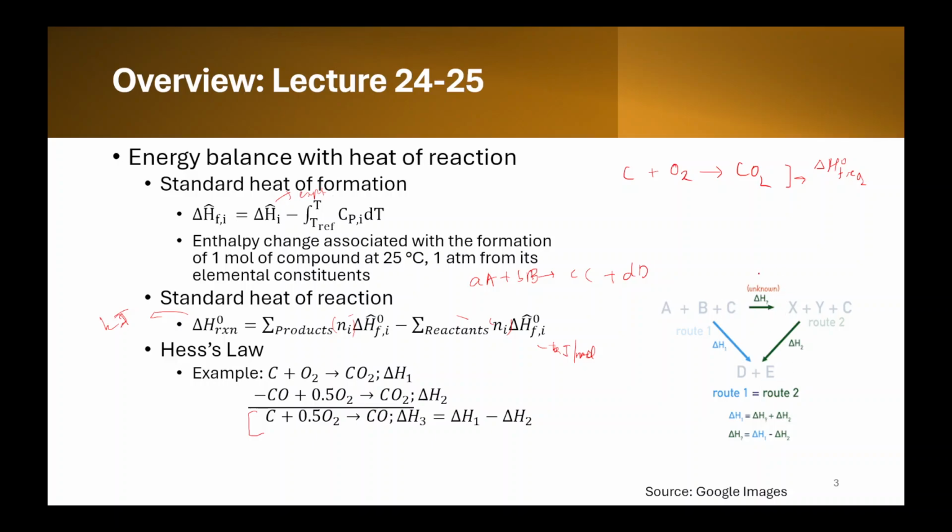So if this enthalpy is unknown, then the final delta H1 from this is equal to delta H unknown plus delta H2. That is what is written here. And if you want to find out this unknown, that will be delta H1 minus delta H2. That is what's written here.